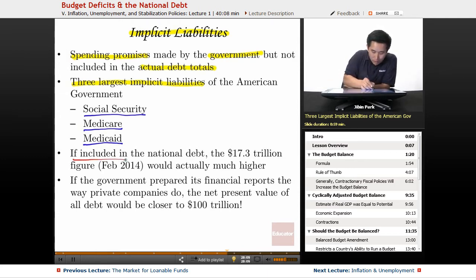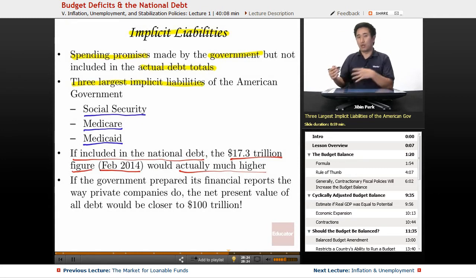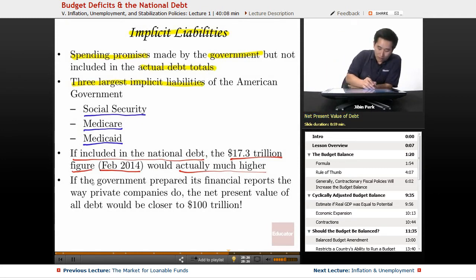If included in the national debt, the $17.3 trillion figure that we used for the national debt in February 2014 would actually be much higher. Now, how much higher would it be? It's pretty unfathomable to think what the U.S. national debt is. If the government actually prepared its financial reports the way private companies do, the net present value of all debt would be closer to $100 trillion.